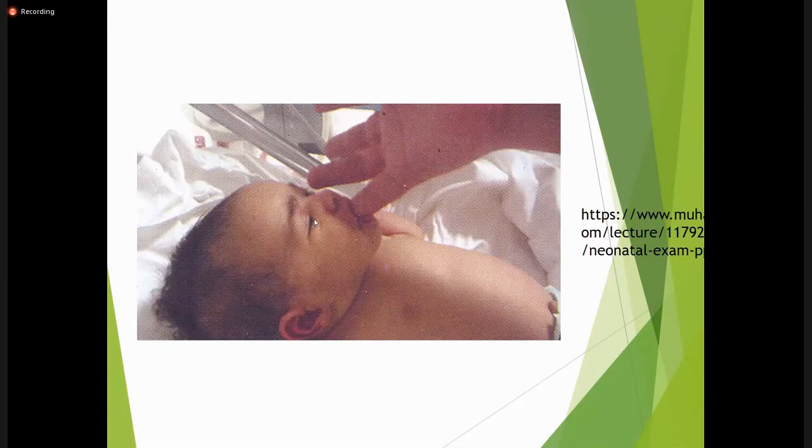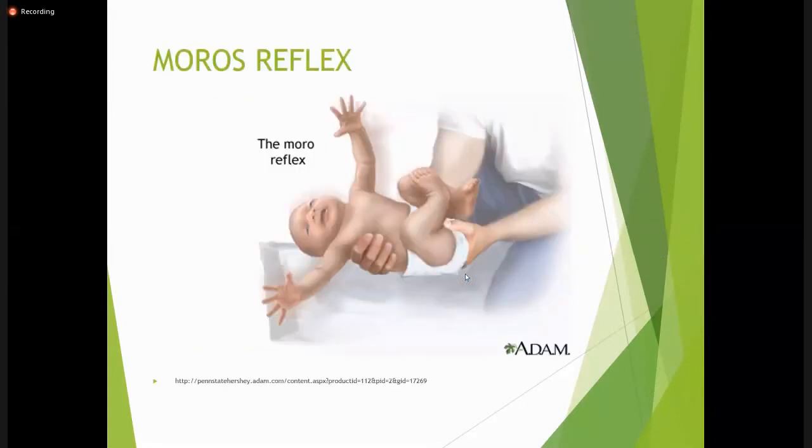The sucking reflex: when you put your finger and touch it at the hard palate, the child starts sucking. So this is the sucking reflex. This is the Moro reflex, also termed as the startle reflex.